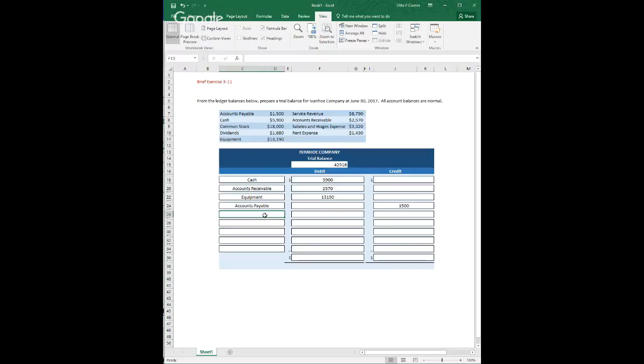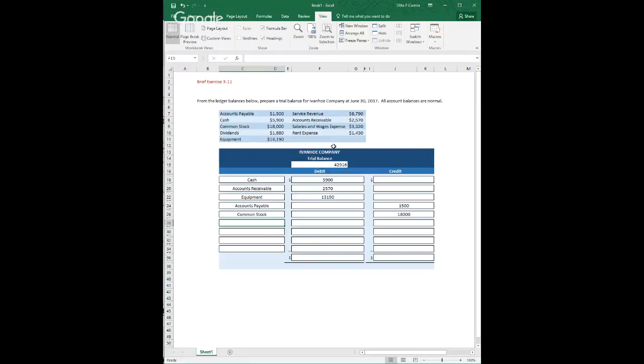Okay, so there are no more liabilities there. So our next one is common stock. If you look at our equation, common stock has a normal balance on the credit side. So we enter in the credits, and so we enter 18,000 there. And then our next one is retained earnings. And in this example, there are no retained earnings.